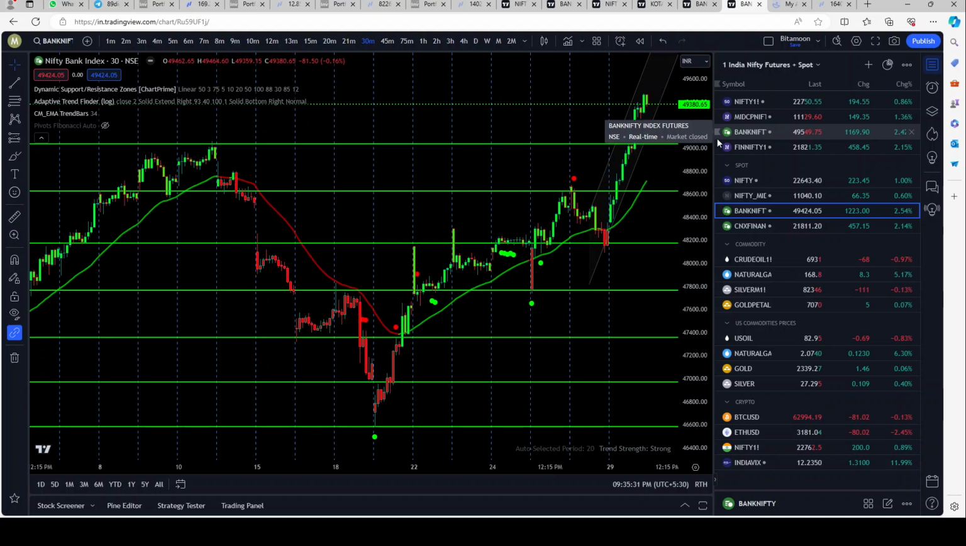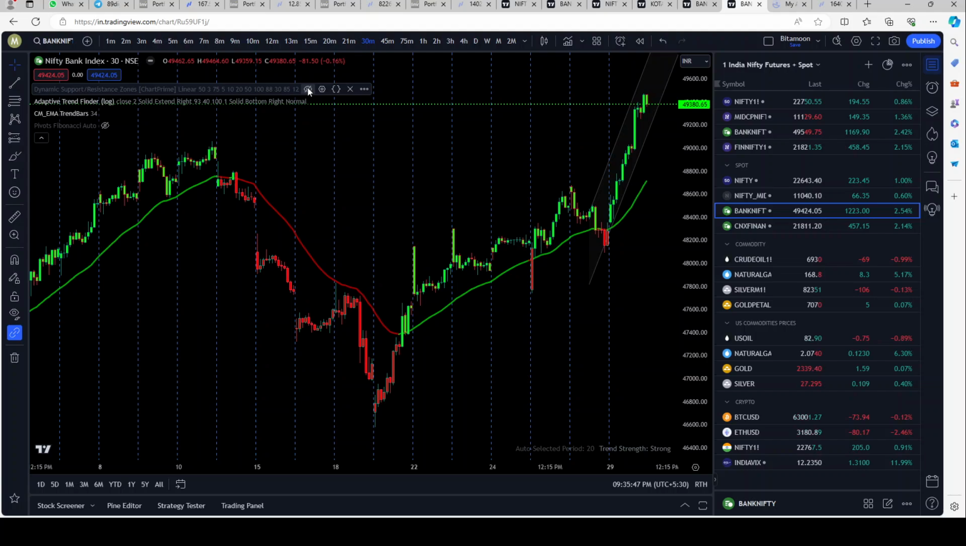What we shall do is, since on the free version of TradingView you can't use more than two indicators, if we had to sacrifice one, let's just sacrifice the dynamic support and resistance by Chart Prime. This is the first one we'll sacrifice. All right, and we will stick to adaptive trend finder and EMA trend bars. By doing that, we have two advantages.